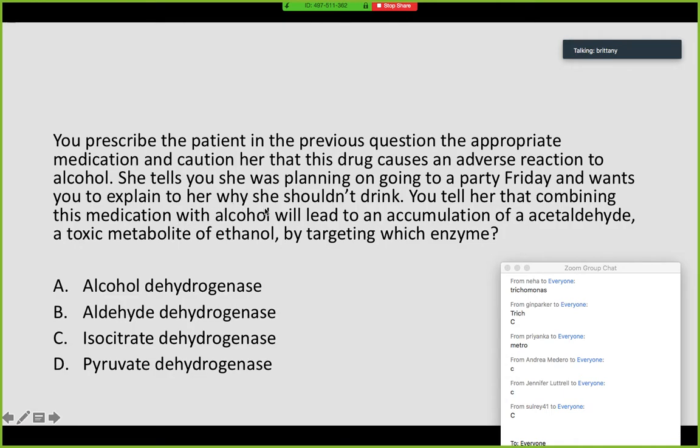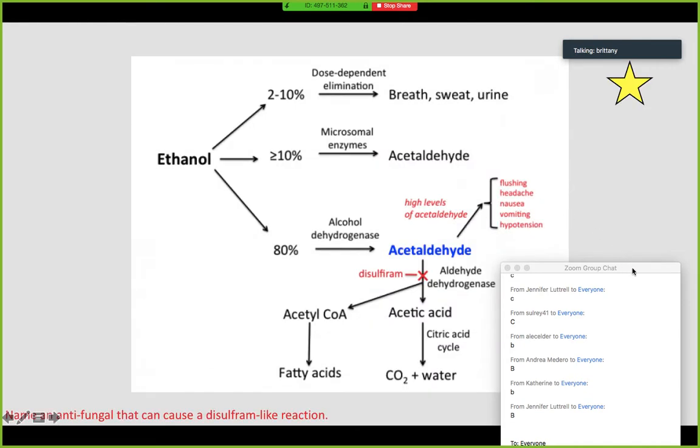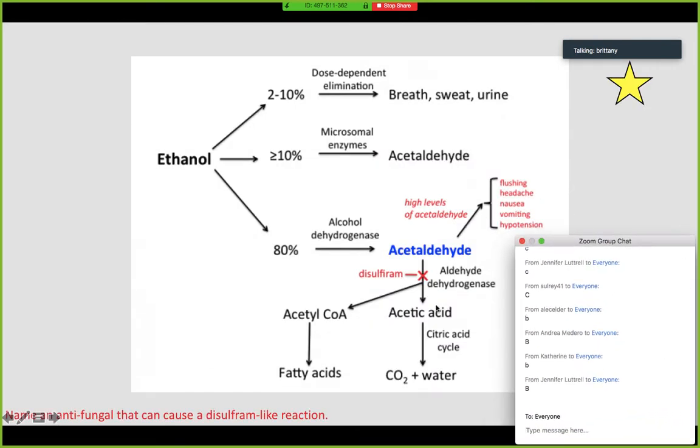She tells you she was planning on going to a party Friday and wants you to explain to her why she shouldn't drink. You tell her that combining this medication with alcohol will lead to an accumulation of acetaldehyde, a toxic metabolite of ethanol, by targeting which enzyme? Right, good. So aldehyde dehydrogenase. And here's this reaction. Okay.